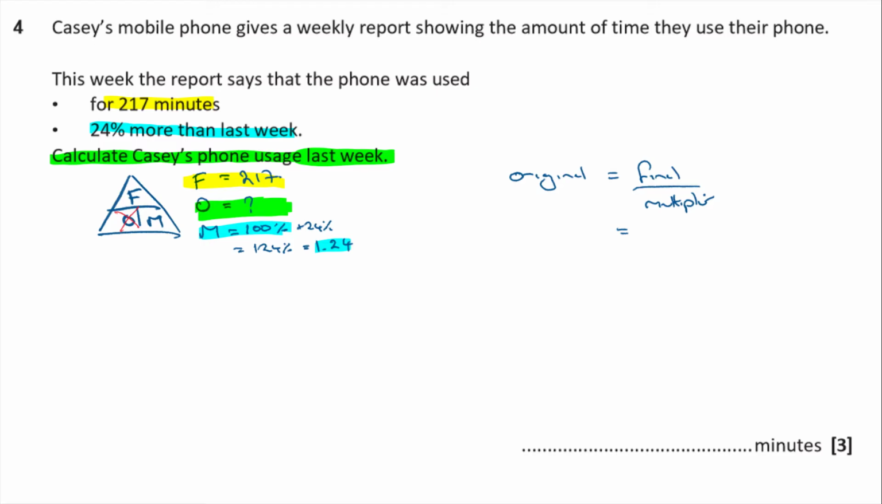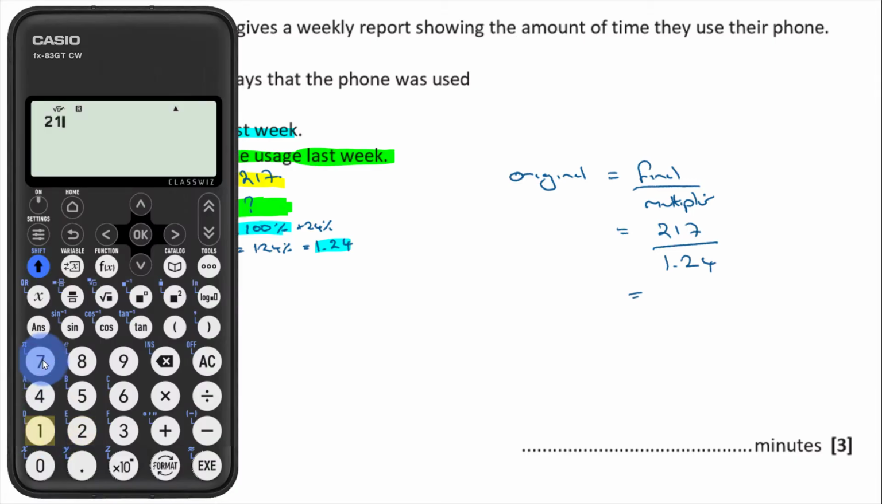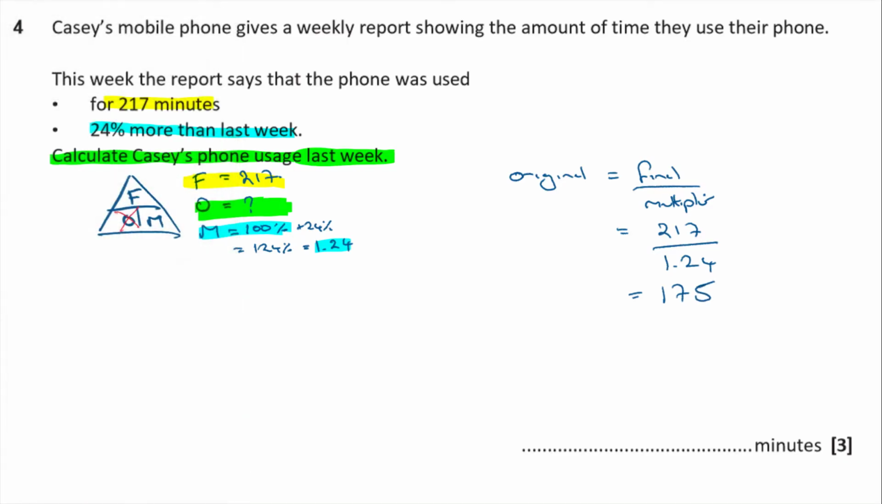Which is 217 divided by 1.24. So I'm just going to type that into my calculator. 217 divided by 1.24. That's reassuringly whole number-ish. That comes out to be 175. Okay, so then the number of minutes last week was 175.